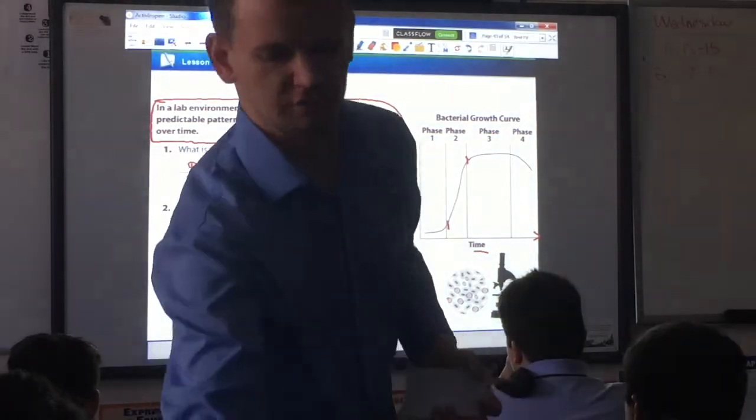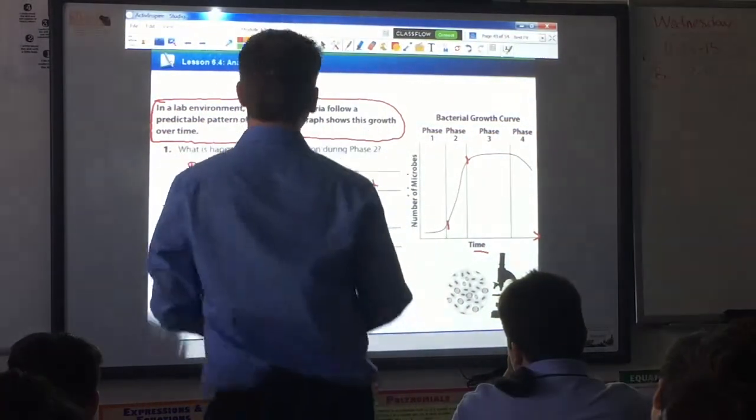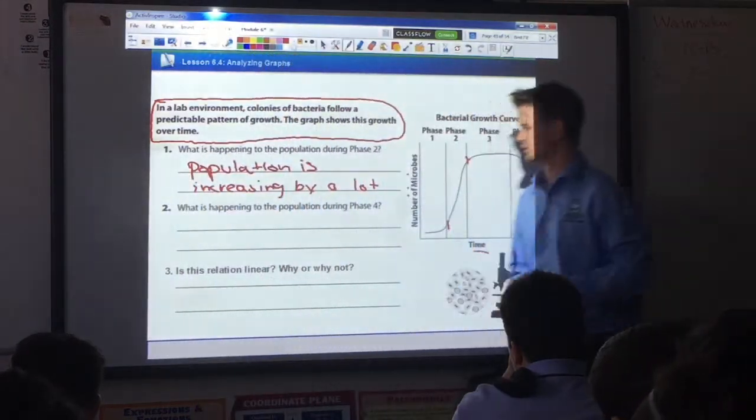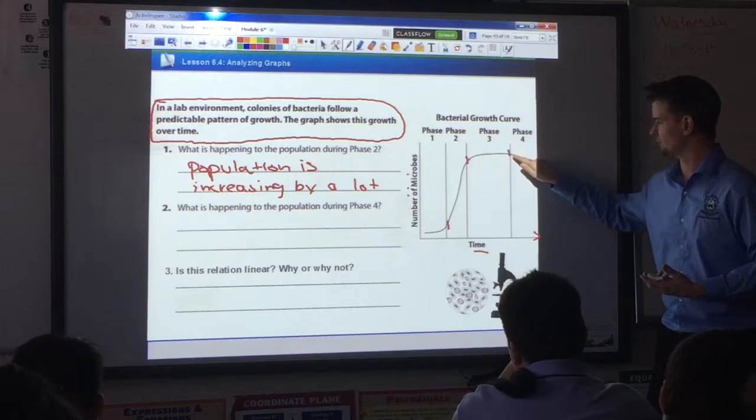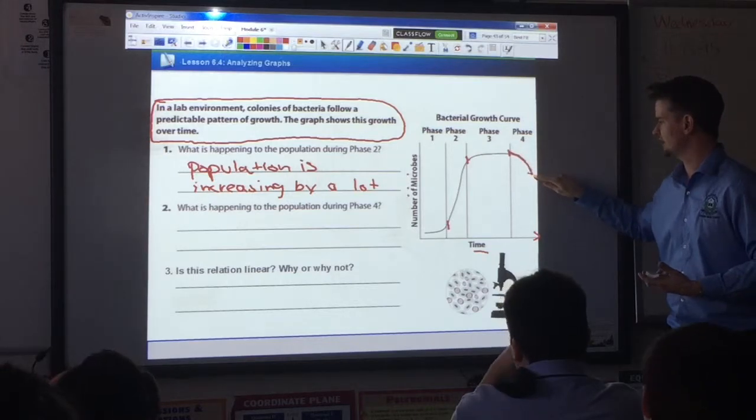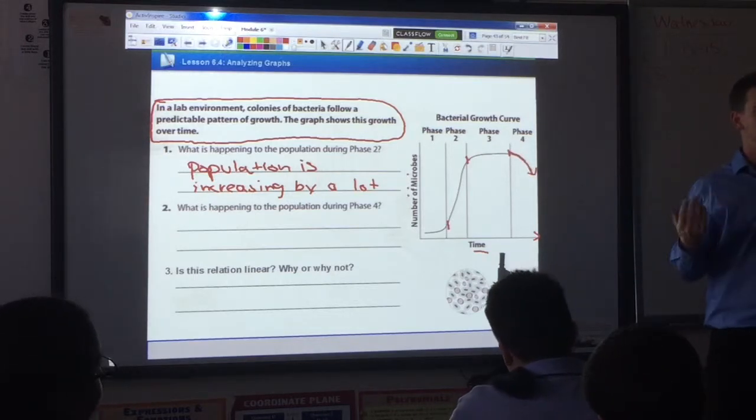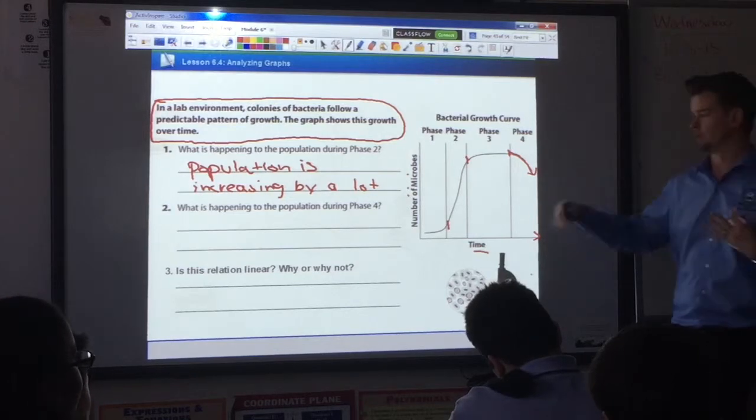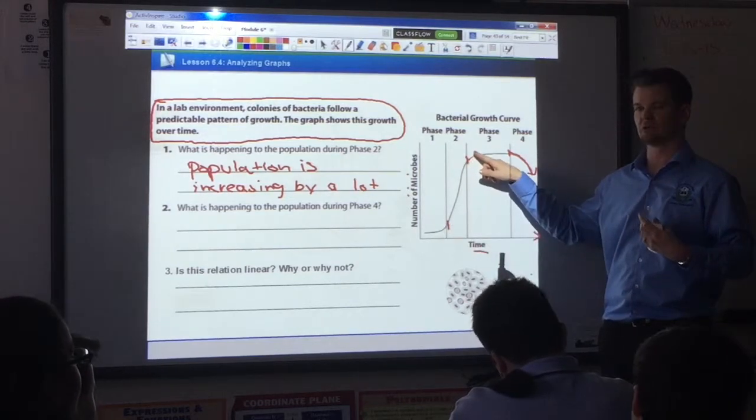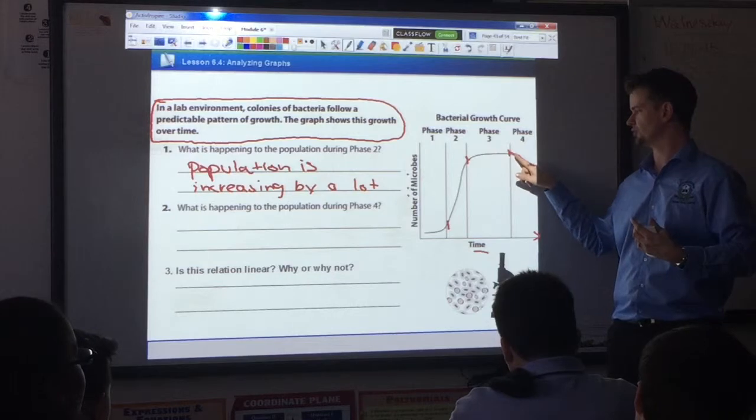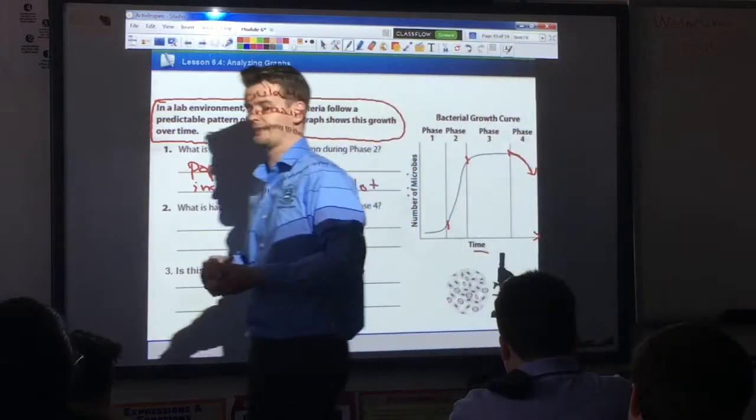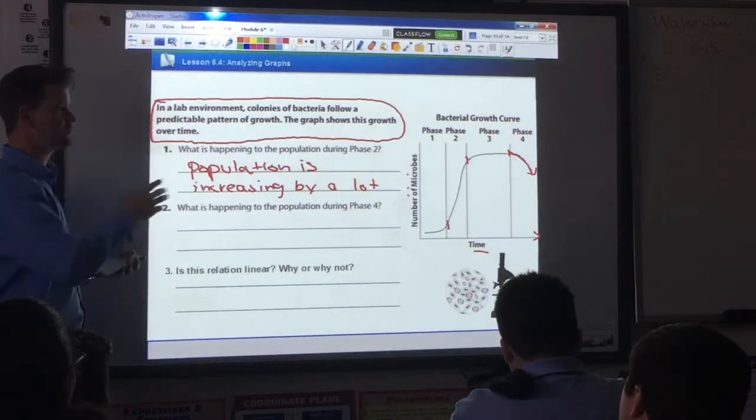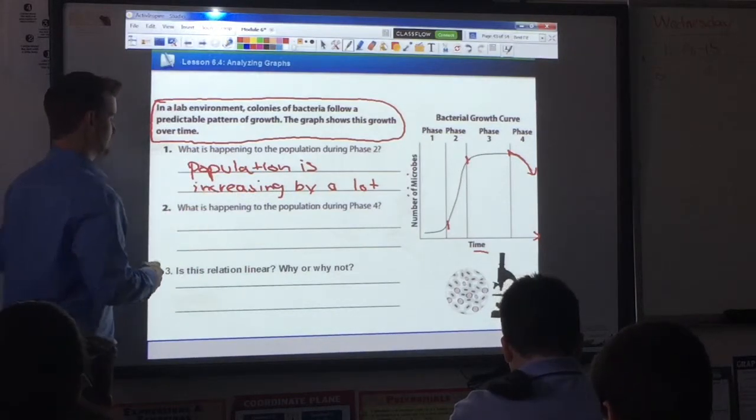Sibas, what is happening to the population during phase 4? Increasing. Good. Phase 4 starts here, and now it has started to decrease. As time goes on, everything has a lifespan. It's born, it lives its bacterial life, and then gradually as it gets older, they start to die out. So the number of bacteria start to decrease because they started to move on to the big bacteria roundup in the sky.